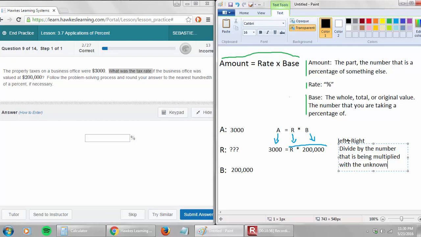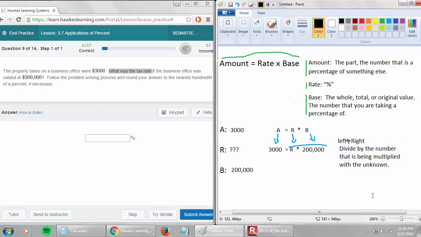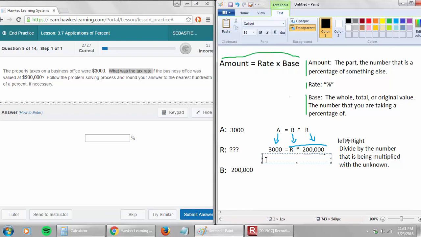So whatever number is being multiplied with your unknown is the second number in that division. That's what you're dividing by. And the way that we typically show this with algebra is to use a fraction bar for division. And I'm actually going to divide on both sides of this equal sign. I'm going to divide both sides by the number that's with my R, which is the 200,000. So I'm going to divide by 200,000 on both sides, which on the right side will cancel out.